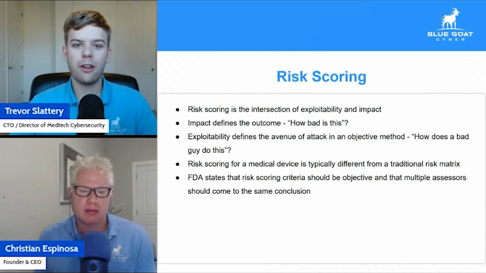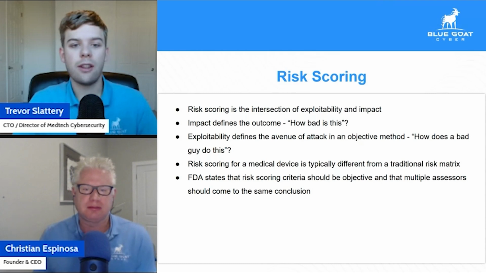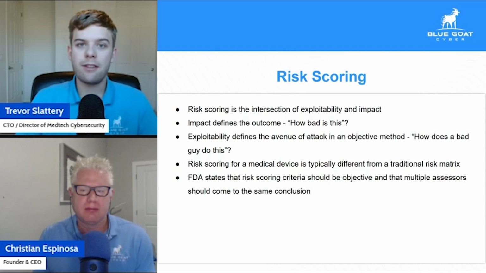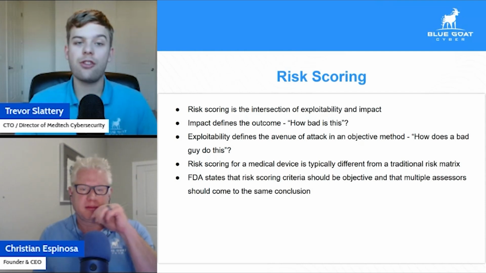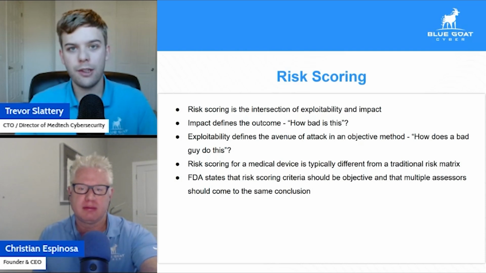All right, so the first thing we're going to look at is what is the process for risk scoring. Risk scoring is really the intersection of exploitability and impact. We'll get more into details on how we calculate both of those, but impact is essentially the outcome. How bad is this problem? What can happen if this is successfully exploited? It doesn't look at what process needs to be taken to realize this vulnerability. It simply assumes that this happens. The attacker knows how to exploit it. They're able to do it reliably.